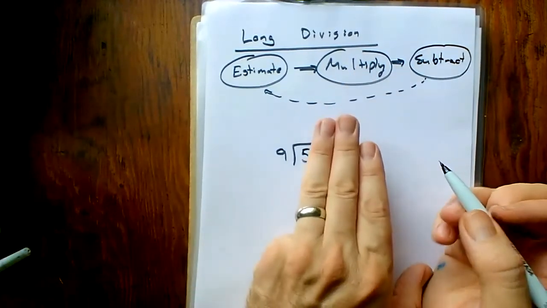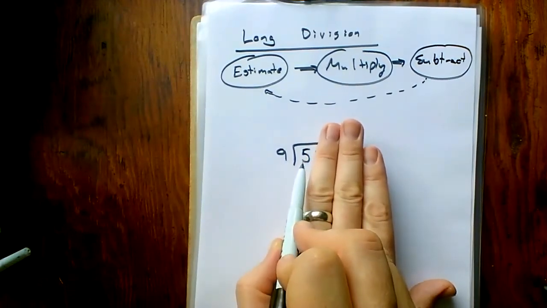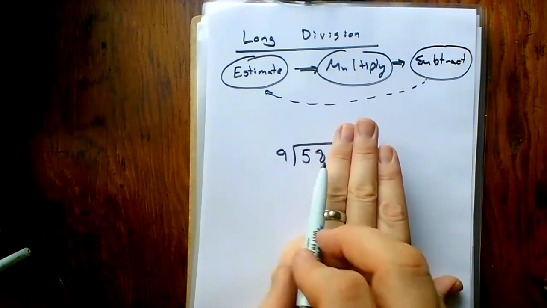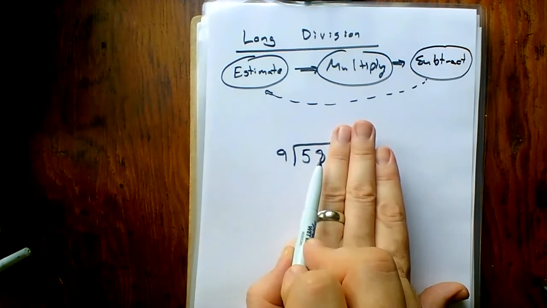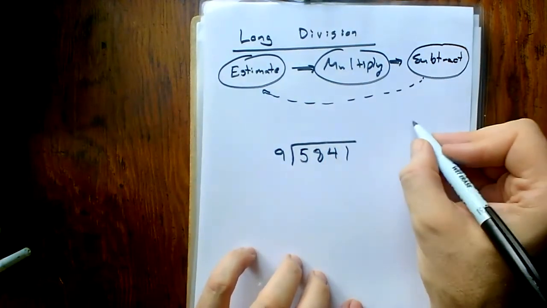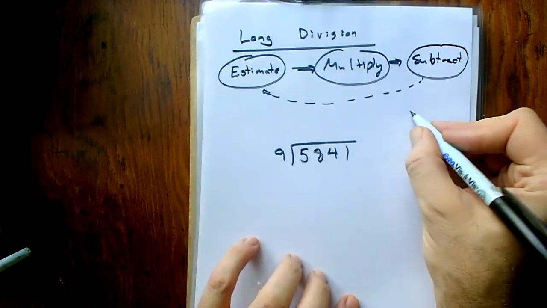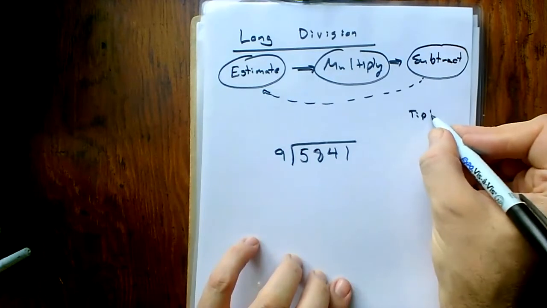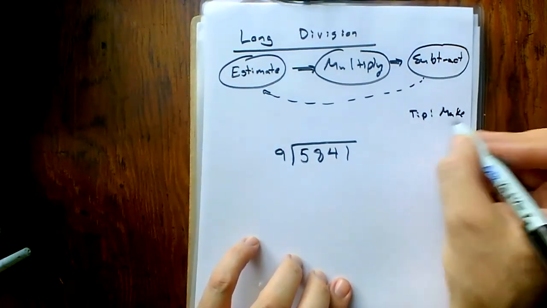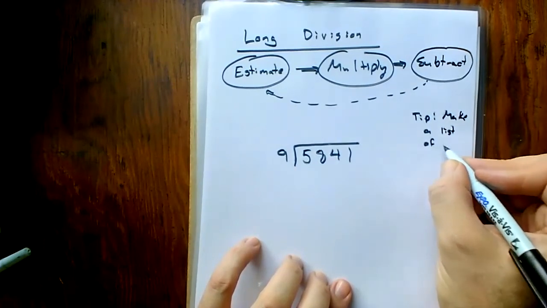I can tell that I can't put 9 into 5 because 9 is larger than 5. But there is a multiple of 9 smaller than 58. So we're going to look for multiples of 9 smaller than 58. It might be helpful to basically make a list of our multiples.